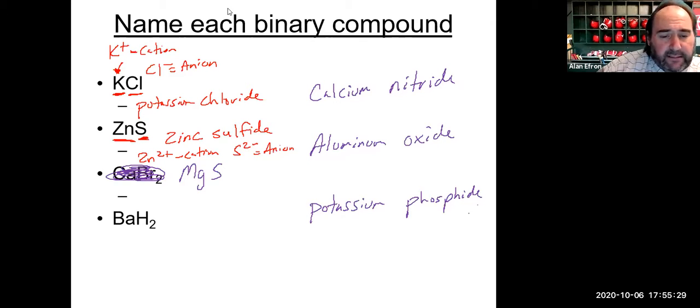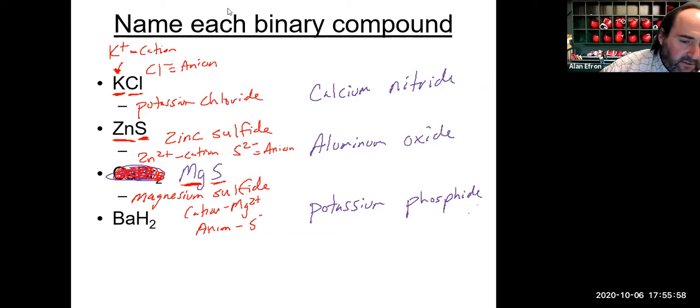Coming down here to the one I changed, which is MgS. Mg being magnesium, which is a metal. S, obviously, is sulfur, a non-metal. And magnesium is group two, which means it has a fixed charge. So that's going to be magnesium, and again, sulfur becomes sulfide. The cation here is going to be our magnesium with a plus two charge. The anion is going to be our sulfur with a minus two charge in this particular case.